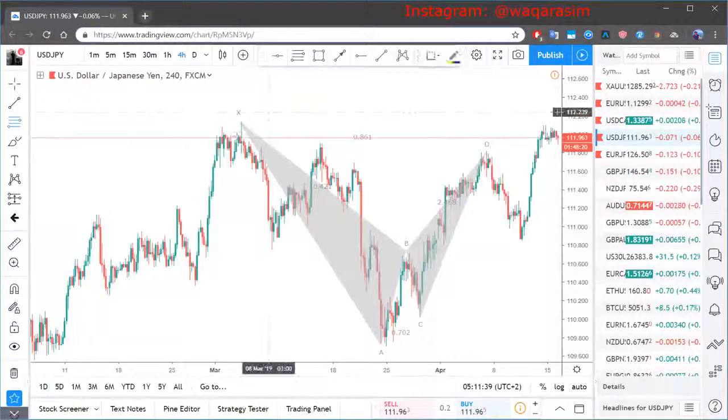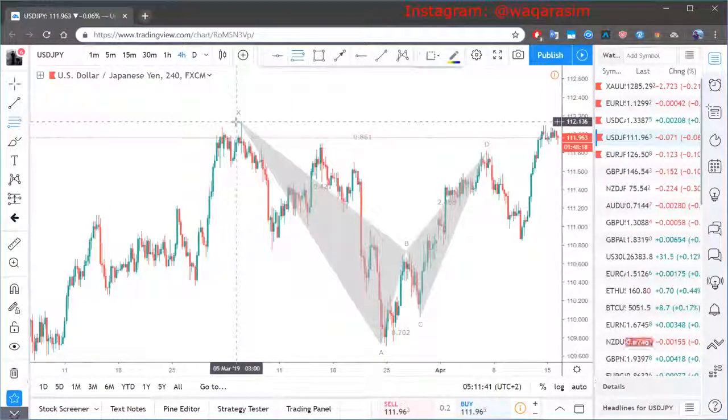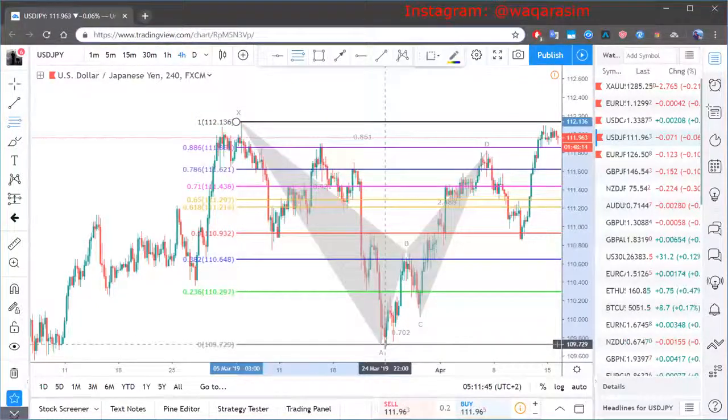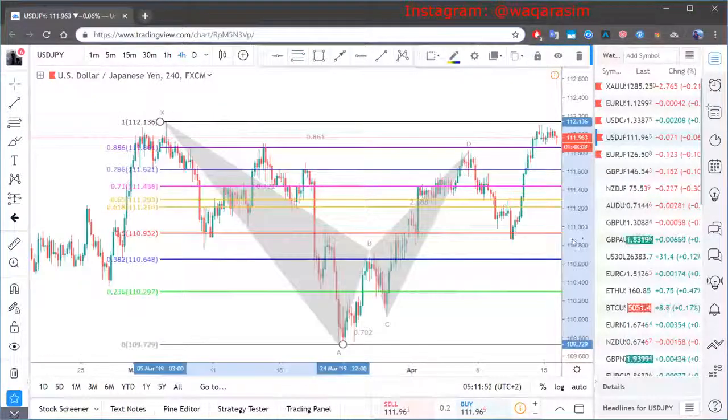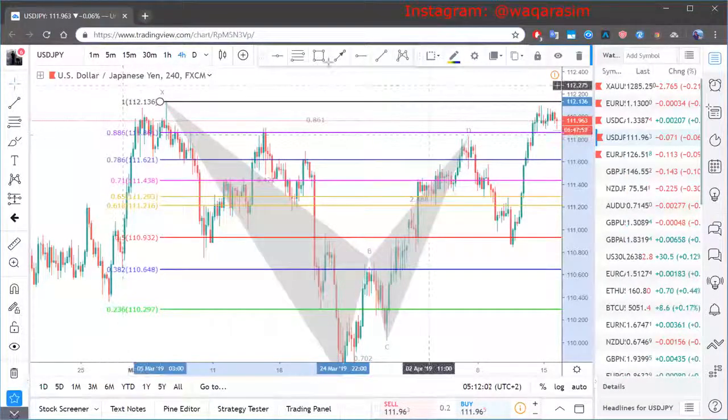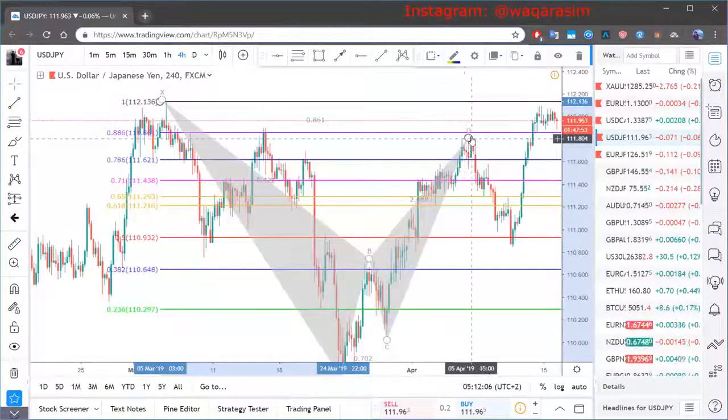because I'll save that for the videos, but for this pattern to be valid, you take a Fibonacci from X all the way to A, like so. And what we see is, this is our relevant fib level for the BAT pattern on this pattern. It's called the 88.6 fib. So all you would do, in real life, is identify the pattern. You have to know now where the D leg is going to complete.